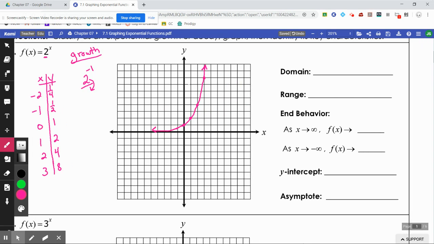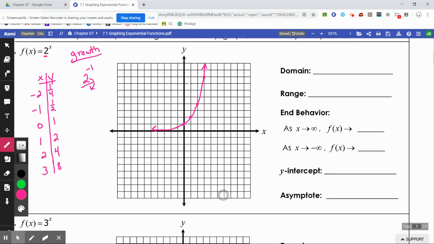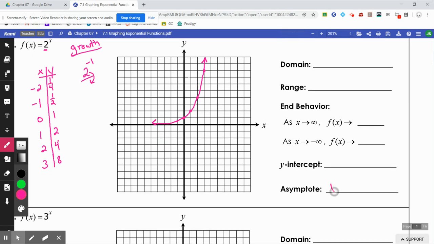Now I do want to point out, as we go to the left, notice that you had 1/2, then a fourth, then an eighth, a 16th, 1 over 32, 1 over 64. This gets closer and closer and closer to the x-axis, but it's not going to touch it. That's going to be your asymptote line. The x-axis, which is y equals 0, will be the asymptote line of the graph. We'll go ahead and plot that.